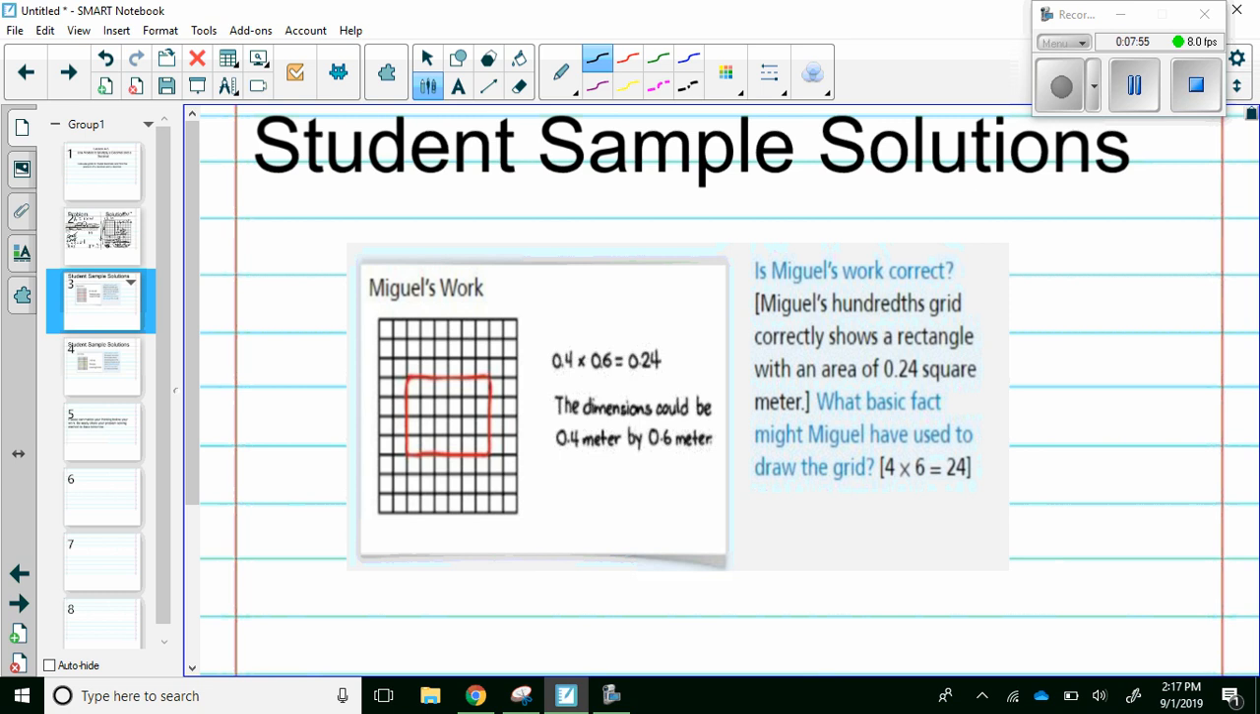This is Miguel's work. Miguel did his work similar to mine. He took 4/10 times 6/10 to equal 24 hundredths. So the dimensions could be 4/10 meter by 6/10 meter. He had 4/10 this way, 6/10 that way, totaling 24 hundredths. So the total area covered is 24 out of 100 squares, which again is the same as 24 hundredths in decimals.